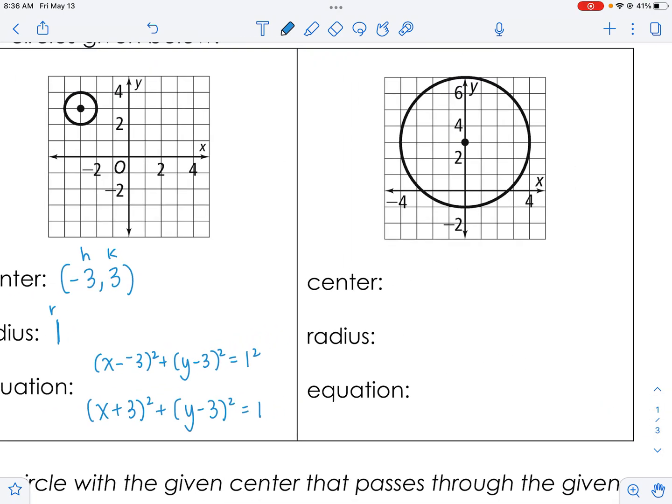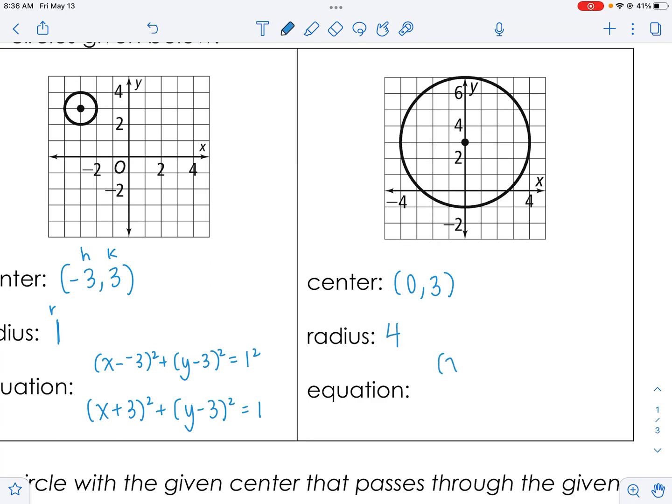Taking a look at this last one, we have the center, it just goes up. It's at 0 and it goes up 3, so the center is at 0, 3. To figure out the radius, we're just going to count one direction. It doesn't matter which direction you go. I'm going to give you a minute to count. So the radius is 4.